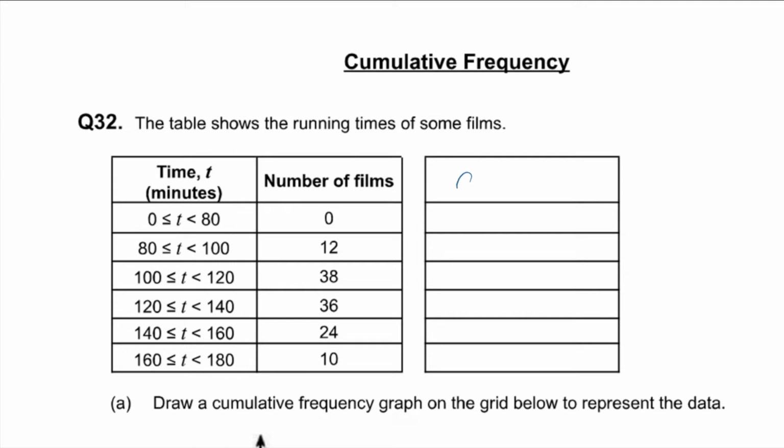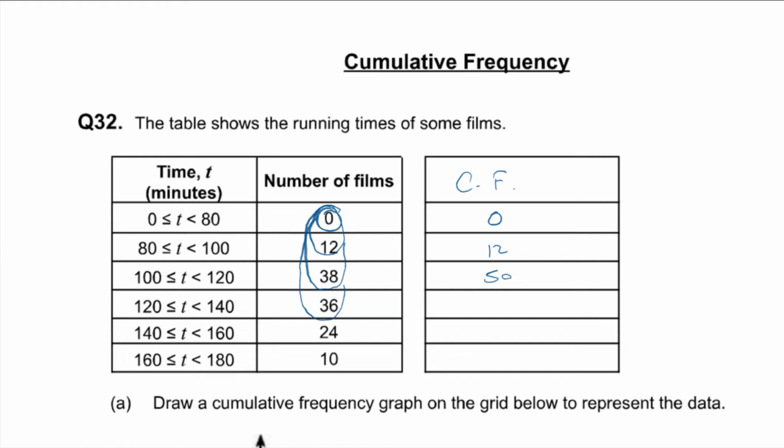Well, that's pretty easy. The first cumulative frequency is just the same as our first frequency, and then for the next, cumulative means adding on to, so you keep adding on as you go along. The second cumulative frequency is going to be the 0 plus the 12, which comes to 12. The third is going to be 0 plus the 12 plus the 38, which adds up to 50. The next cumulative frequency adds on the 36, so I can add the four numbers together.